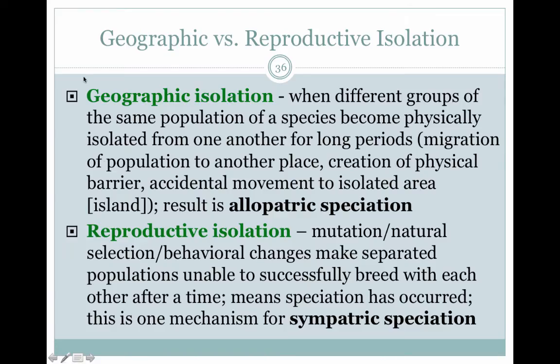Allopatric speciation is geographic isolation. When different groups of the same population of a species become physically isolated from one another for long periods. Migration, physical barrier, oops, one gets blown onto an island. They drift away from each other because they literally cannot get back together to mate and keep any sort of mutation flowing from population to population. Sympatric speciation arises as a result of reproductive isolation. This is when mutation or natural selection or behavioral changes make separated populations unable to successfully breed with each other, but they are in the same space.